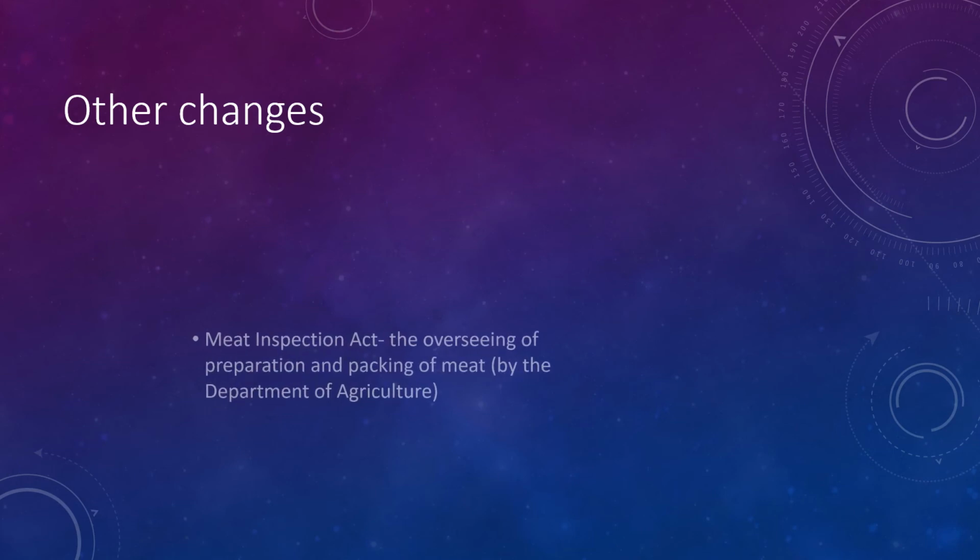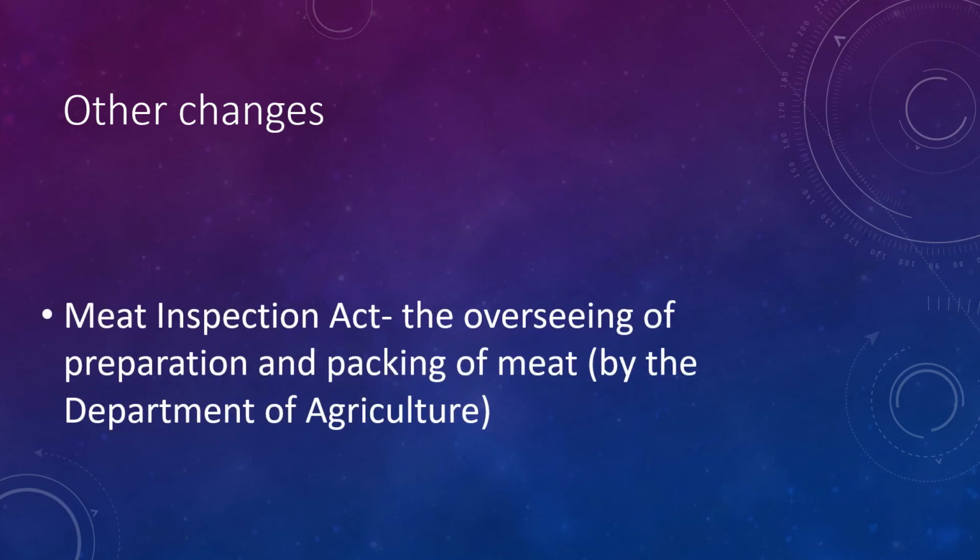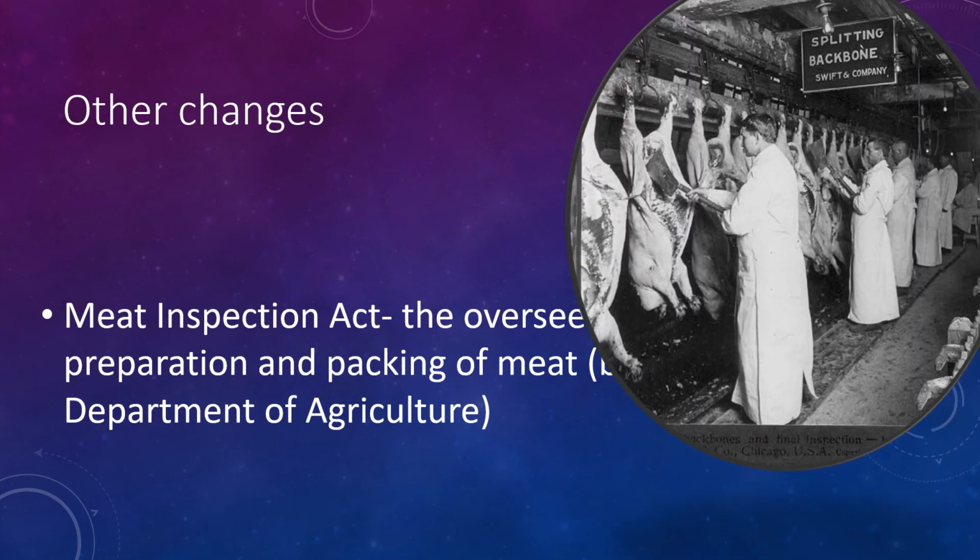Lastly, you get the Meat Inspection Act, which is simply the overseeing and preparation of the packing of meat. And the group that gets to oversee this is the Department of Agriculture. Due to cattle ranching and herding and different things like that, you had animals that were being herded hundreds of miles all over the country and then further being shipped thousands of miles, or probably not quite thousands of miles, but once again hundreds of miles.